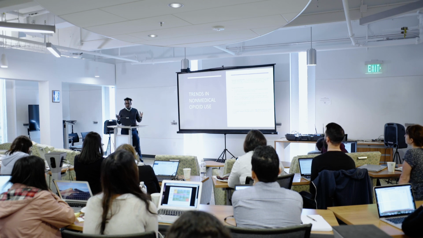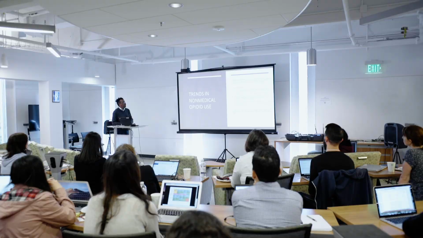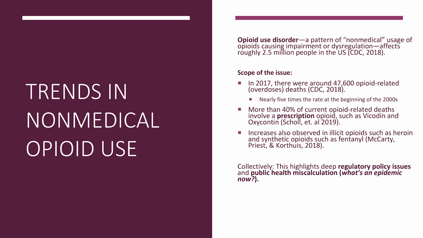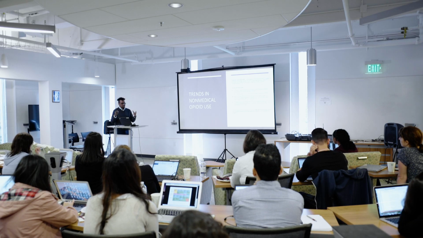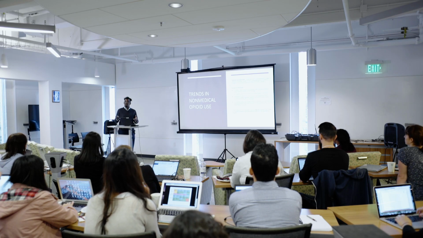So again, I think we got a really good background and context in the last presentation, so I won't overstate any of these points. But suffice to say, opioid misuse is a big issue in the United States. The clinical term that we're using, particularly at the hospital when we're trying to operationalize this, is a pattern of non-medical usage, typically involving some level of impairment or dysregulation. It's very much a clinical paradigm. And it affects roughly 2.5 million people in the United States. In 2017, the CDC estimated that just a little under 50,000 people had opioid-related deaths, and most of these are associated with overdoses. This is nearly 5 times the rate at the beginning of the 2000s. So in the course of 15 years, this is pretty dramatic and scary.